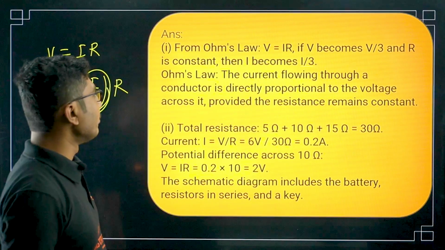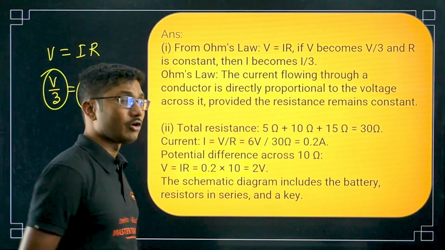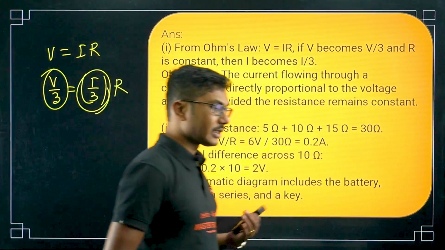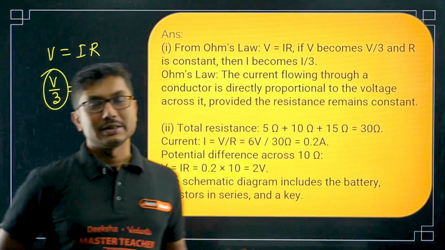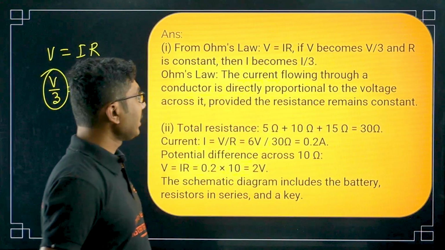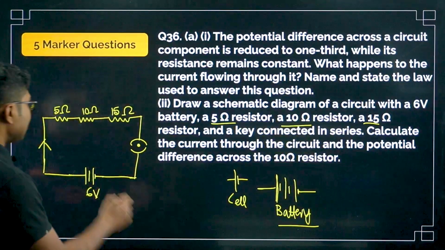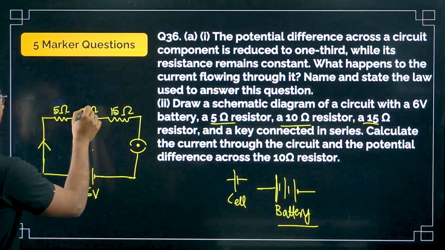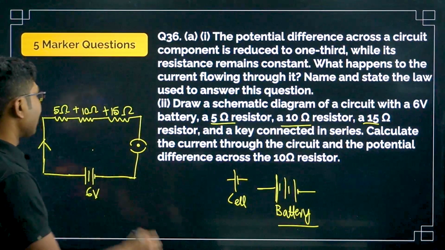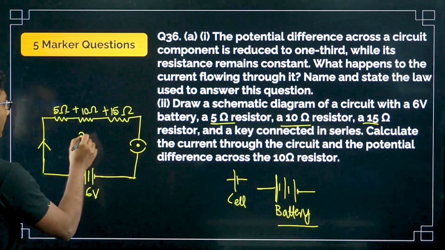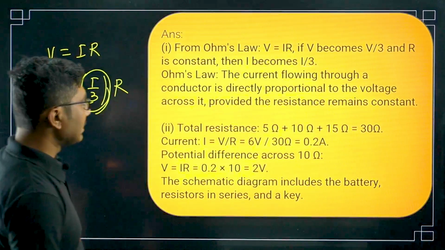The current flowing through a conductor is directly proportional to the voltage across it, provided the resistance is constant, or you can say that if temperature and other physical constants remain same, then the current through a conductor is directly proportional to the voltage. Okay, now in this case, if you consider this circuit, so total resistance is 5 plus 10 plus 15. Why I am doing plus? Because they are all connected in series, so total resistance will be 30 ohm.